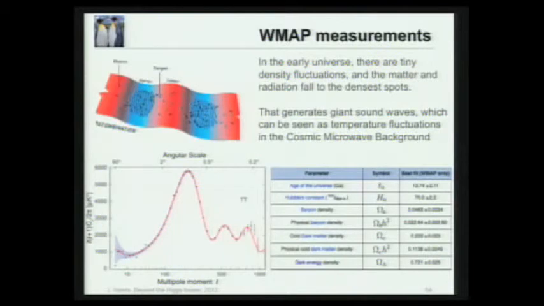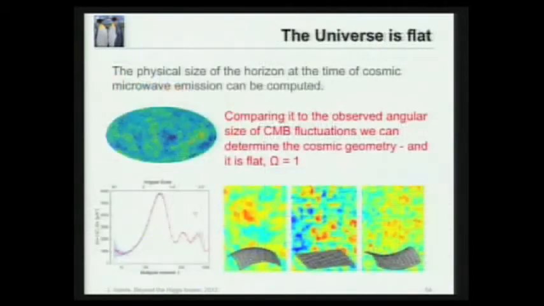And doing that, we can estimate the size of the horizon at the time of the cosmic microwave background, because this background is thermalized. The longest correlation that you can have between two points gives the size of the physical horizon at that time.